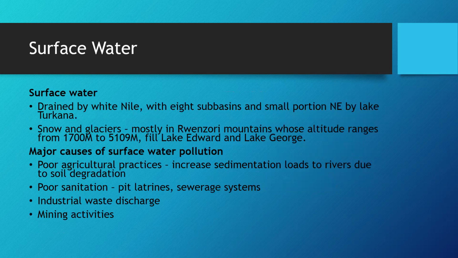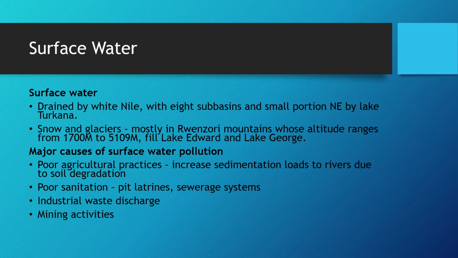Because our source of water is rainfall, surface water is like runaway water, and all the water that falls on the surface is drained by the White Nile with 8 sub-basins and smaller portions, and it ends into Lake Turkana. If you've been following the news, you've had those conversations between Uganda and Egypt. We also have surface water that runs from the snow and glaciers, mostly in the Rwenzori Mountains, because of the high altitude. This water fills Lake Edward and Lake George.